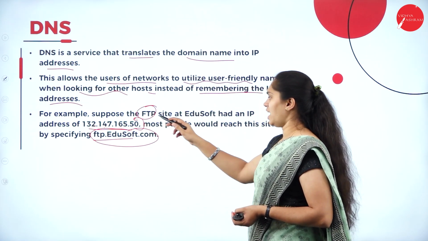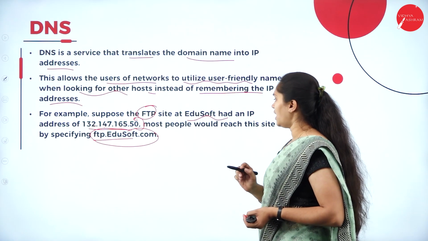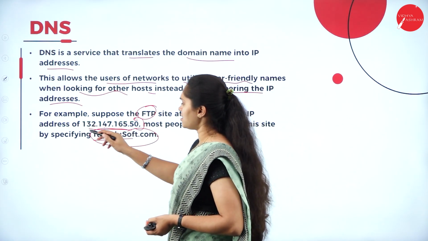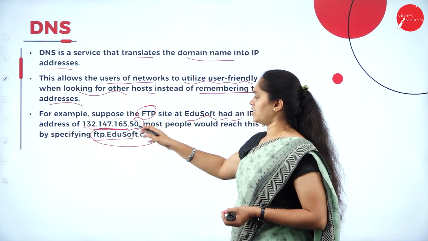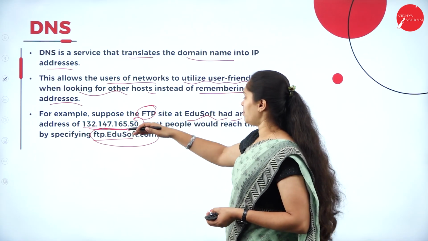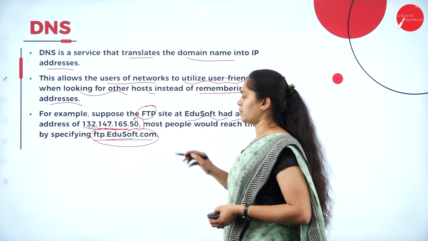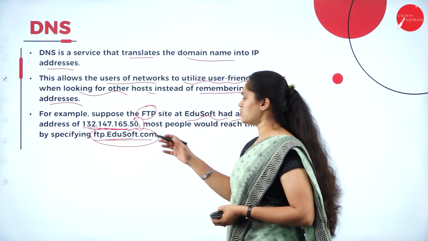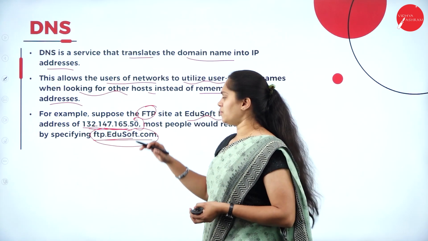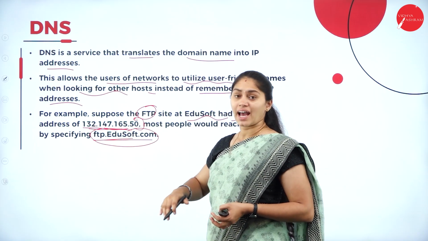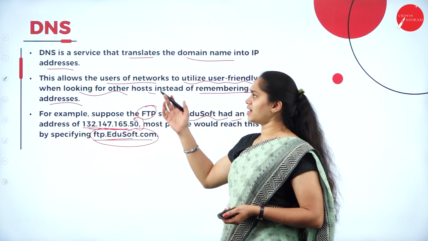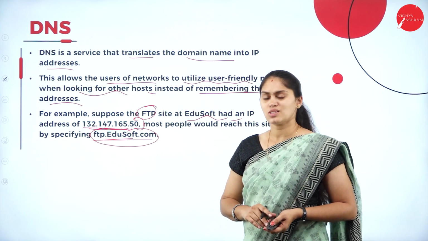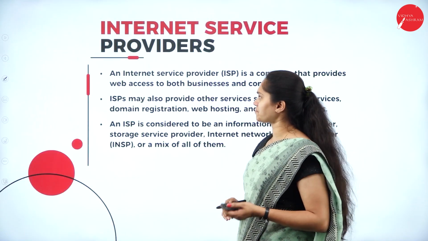Here we have an FTP site at EduSoft that has an IP address of 132.147.165.50. Instead of remembering it, you can type ftp.edusoft.com. So with the help of this domain name, we can access the content that we have at this IP address. So for that reason, we have this DNS, or Domain Name System.